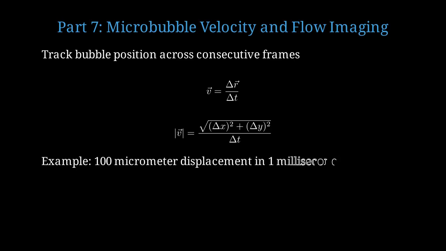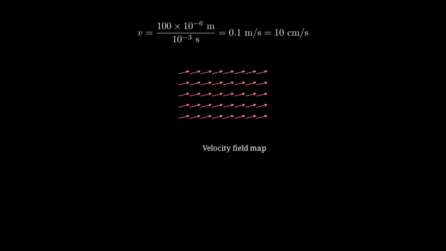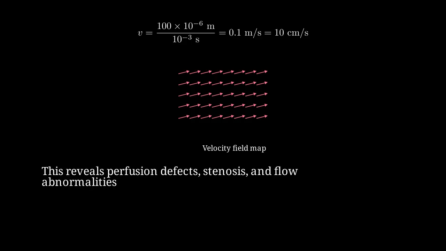Let's calculate velocity for a typical scenario. A microbubble moves 100 micrometers in 1 millisecond. This gives velocity of 0.1 meters per second, or 10 centimeters per second, typical for capillary flow. By mapping velocity vectors across the entire field, we create detailed hemodynamic maps revealing flow patterns and perfusion. These velocity maps reveal perfusion defects, vessel stenosis, turbulent flow, and other hemodynamic abnormalities crucial for diagnosis.